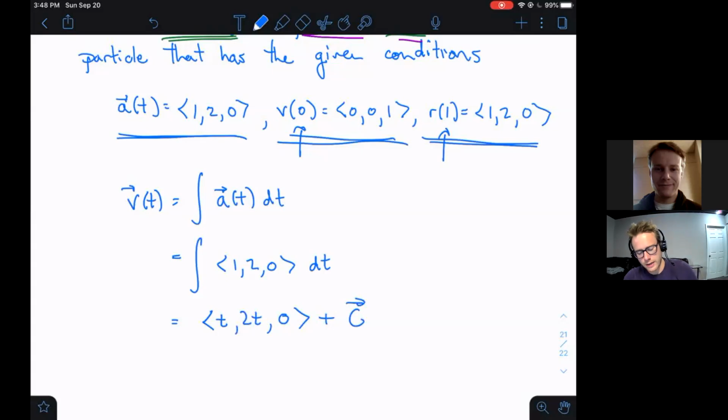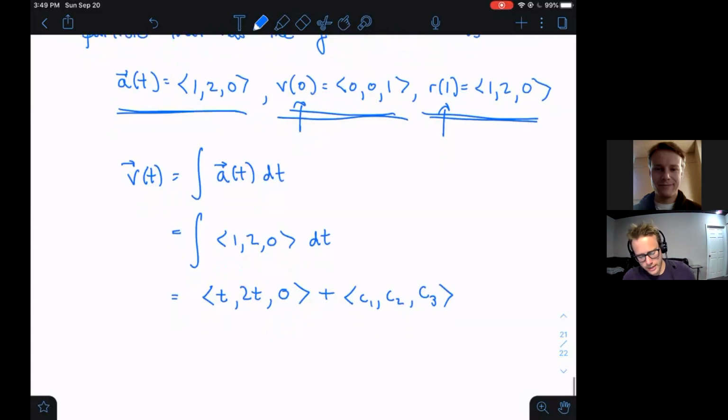So if you'd like to, you can write it like this, or you can go ahead and write it as C1, C2, C3, because this is going to have components. Again, all these different constants are different components of this vector here. So either one of these is certainly fine. All right, so I'll go ahead and just leave it like this for the time being. And now we have what v of t is.